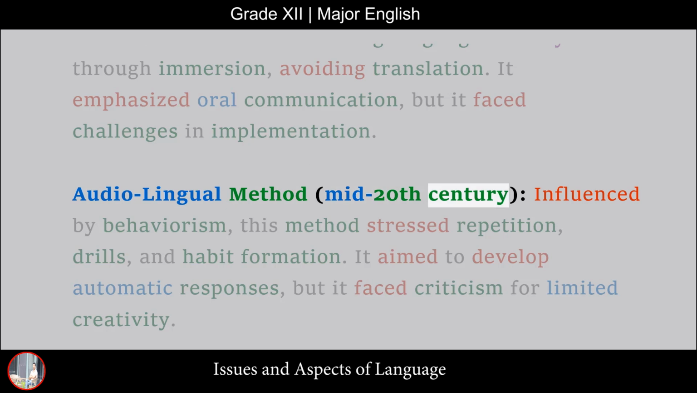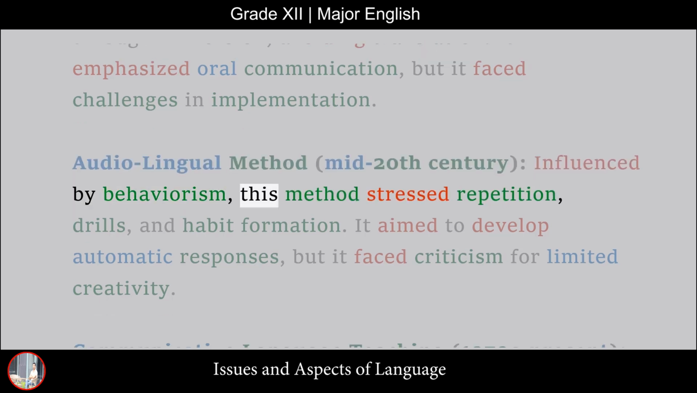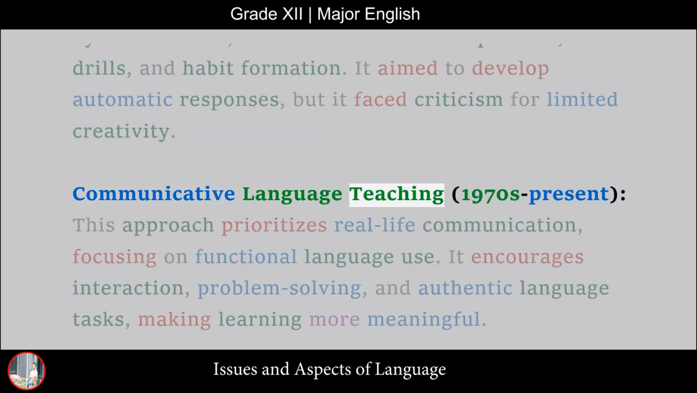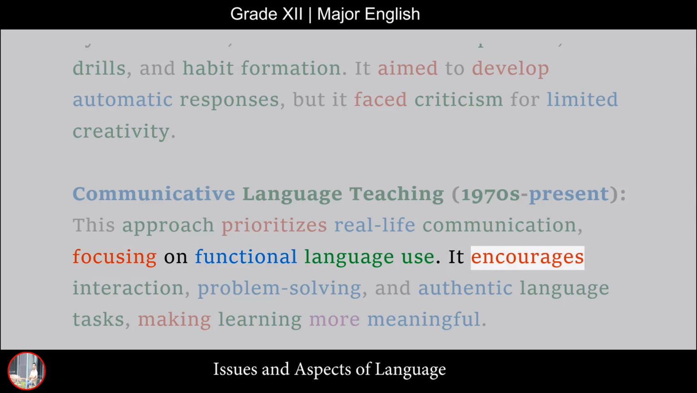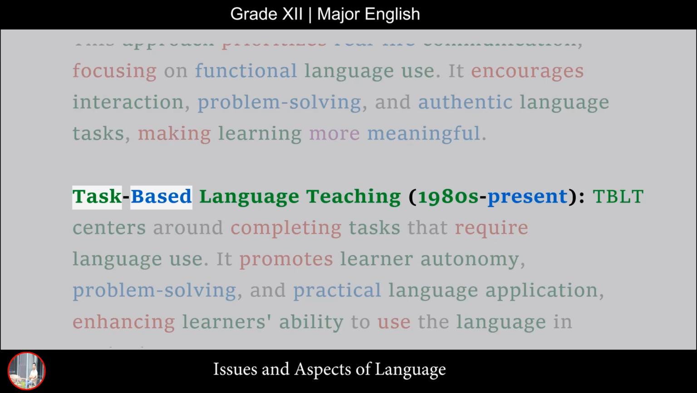Audiolingual method, mid-20th century. Influenced by behaviorism, this method stressed repetition, drills, and habit formation. It aimed to develop automatic responses, but it faced criticism for limited creativity. Communicative language teaching, 1970s to present. This approach prioritizes real-life communication, focusing on functional language use. It encourages interaction, problem-solving, and authentic language tasks, making learning more meaningful.